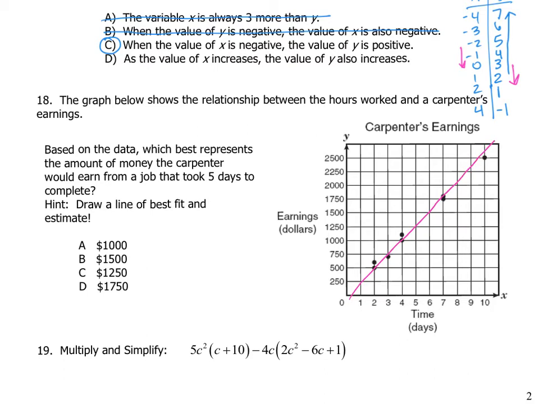So that's not terrible. It probably could have been a little bit better. And then it says 5 days, so I'm going to go to 5 days, and I'm going to come up here to hit my line of best fit, and then I'm going to look over, and it's $1,250.